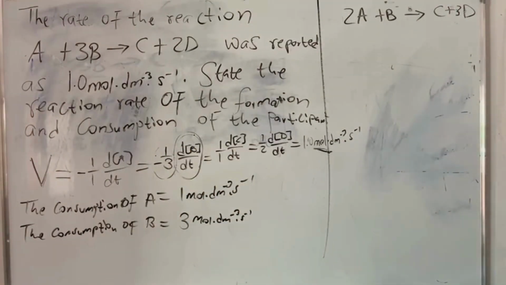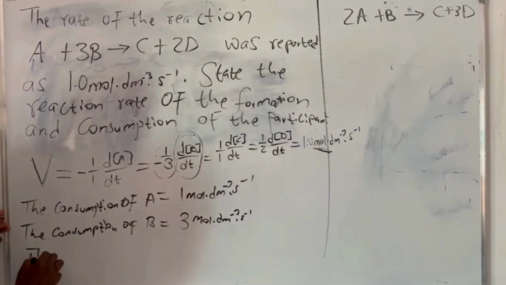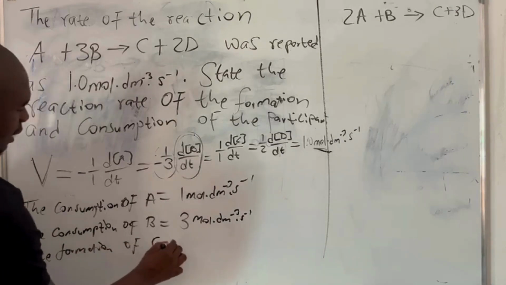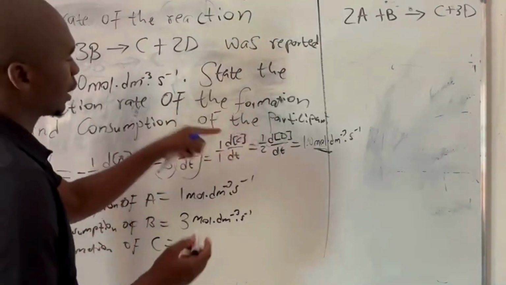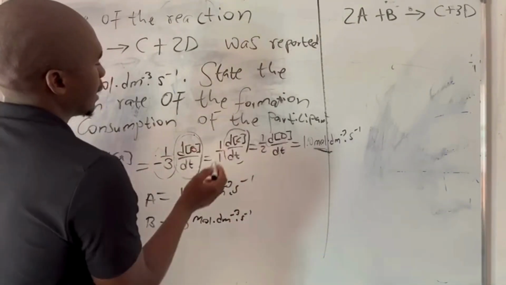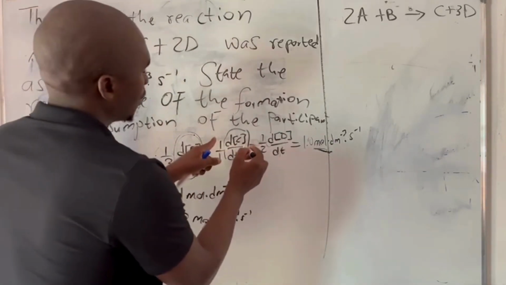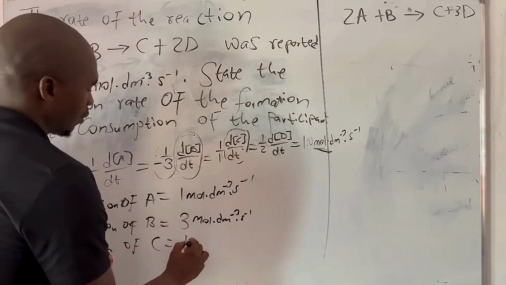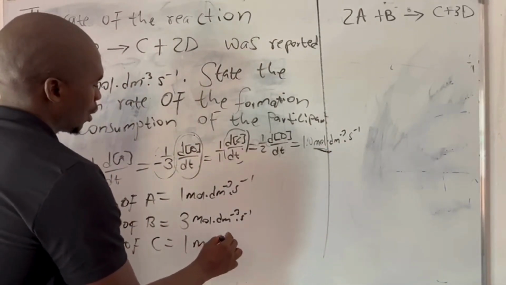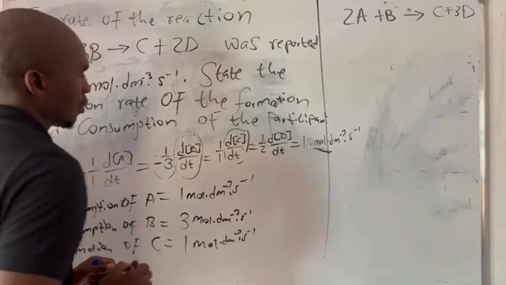So what about now the formation? Because C is a formation, it's not a consumption. So for C, we will write the formation of C is equal to, look at here. Remember, this is the rate. This one, 1/1, will still be 1. Any number multiplied by 1 is that number. So when we relate this one and that one, the formation of C is just 1 mole per decimeter cube per second.